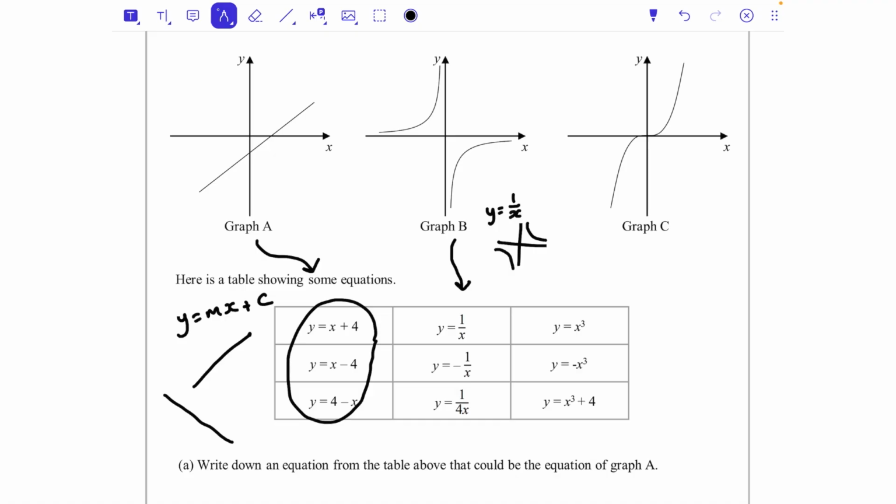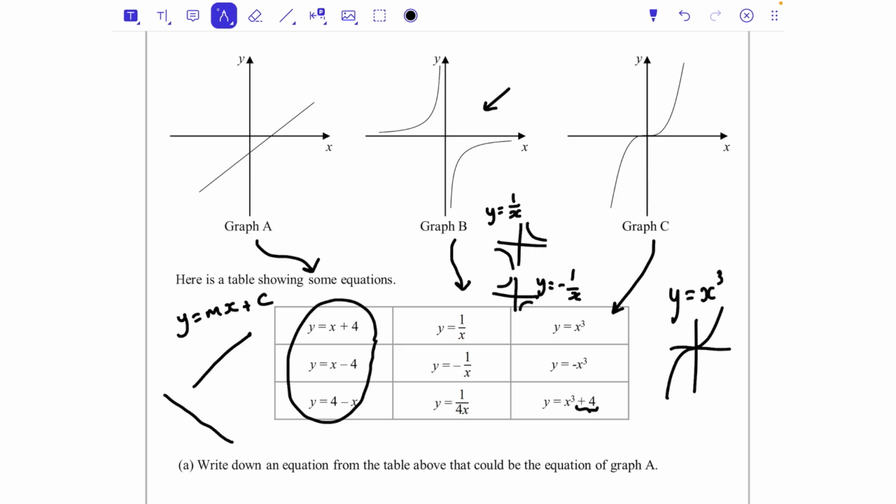It's positive. If it was negative, you end up with them in these quadrants. So we are going to be looking for a negative one for this graph in a minute. And then this one is a cubic. So a cubic is going to come from this section, one of these three graphs. Y equals x cubed is going to wiggle upwards and look like that.